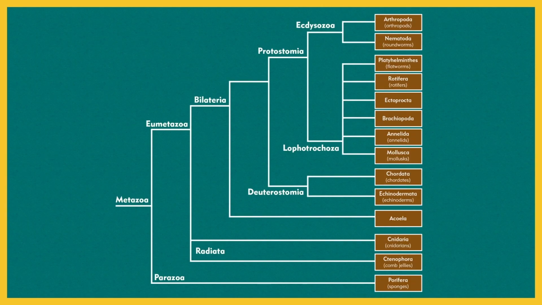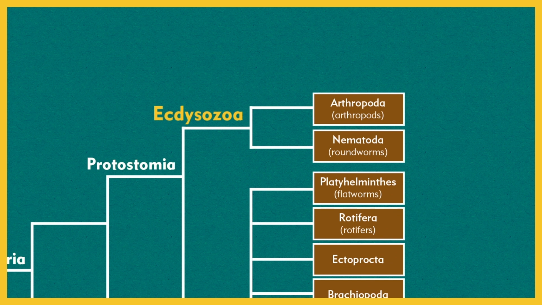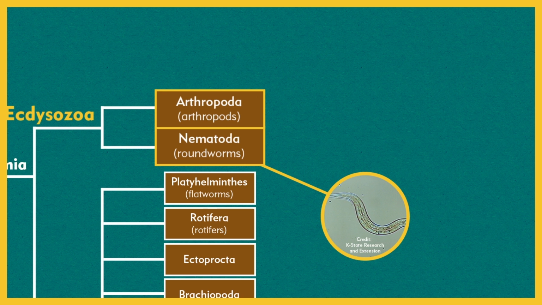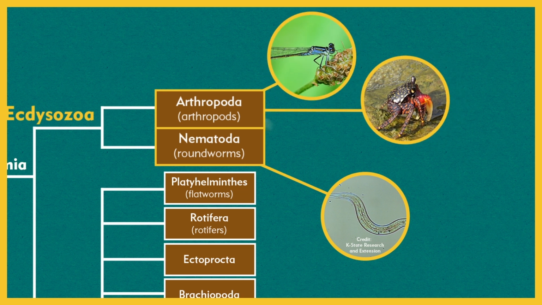Ecdysozoa are the last group we need to discuss, and they happen to be the most species-diverse group of animals on Earth. This group includes nematodes, or roundworms, and arthropods, which include insects, crustaceans, and arachnids. More than 1 million species of arthropods have been described by scientists so far, and these are just the ones we know about.